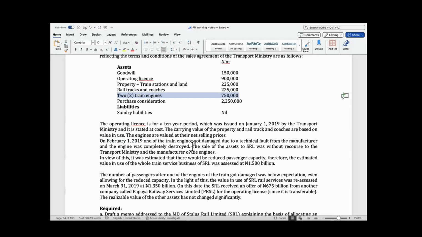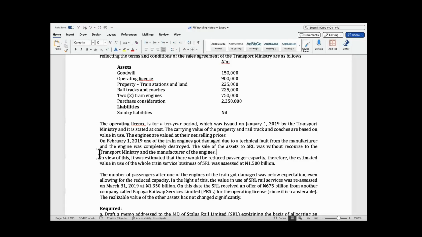And also that the sale of the asset to SRL was without recourse to the Transport Ministry and the manufacturer of the engines, meaning that SRL cannot go back to the government and say that one of the engines is damaged. Can you take back your train engine, or can you take back your train station? I'm not buying again. Or can you help me repair it? No, it doesn't work that way. It's without recourse. You cannot go back and complain. It's yours. Go and sort it.